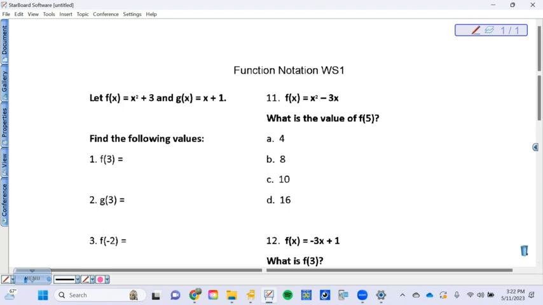Okay? So we're looking at function notation. Please put your phones away.